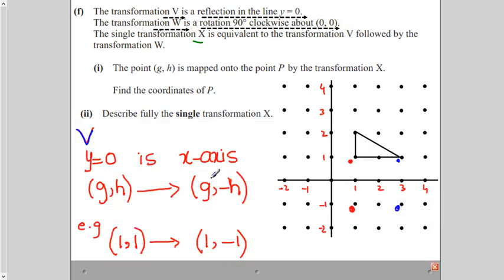Now, just before giving you the direct solution, you must remember whenever you are reflecting in the x-axis, right? For example, I have taken this question, this diagram. So this point, if you reflect in the x-axis, the x coordinate remains same, but the y coordinate changes. For example, it is 1, 1. This is 1, minus 1. So that's why G, H will become G, minus H. Okay. So this is one way of doing it directly.